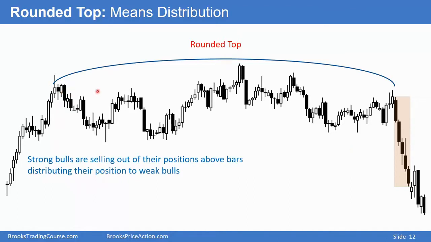You'll sometimes read older books that refer to a rounded top as a distribution pattern. Strong bulls are selling out of their positions above bars, distributing their position to weak bulls and to bears. This is a distribution pattern. To me, it's a bull trend, a trading range. The market's in breakout mode. 50% chance you'll get trend resumption up, 50% chance you'll get trend reversal down. Once you have a pair of big bear bars like that, 60% chance you're in a swing down.